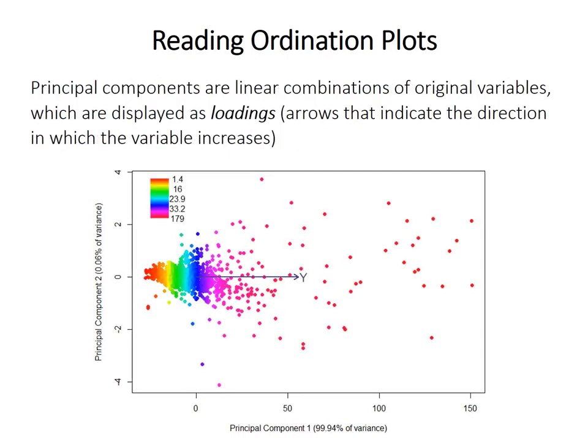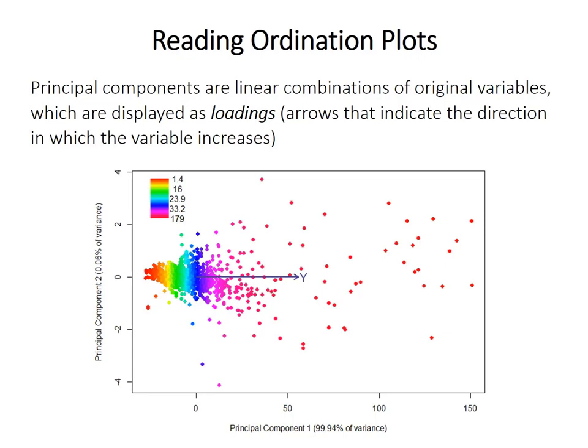The principal component axes are now linear combinations of the original variables due to the rotation of the points. We rotate the points into this new coordinate system. The contribution of each original variable to a particular axis is indicated by an arrow on the plot called a loading. The loadings are essentially the correlation between the original variable and the axis. They indicate the direction and the magnitude of the increase in that variable. So a longer arrow indicates a stronger correlation.